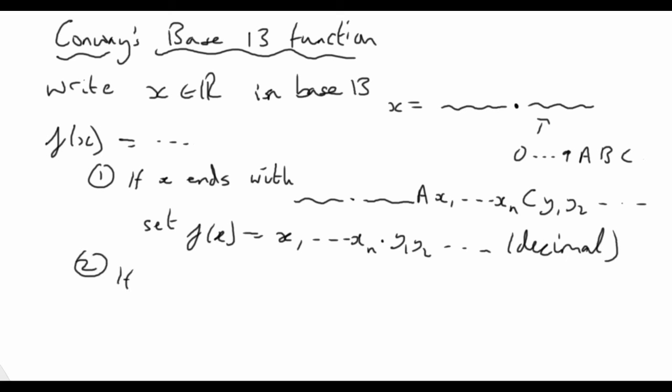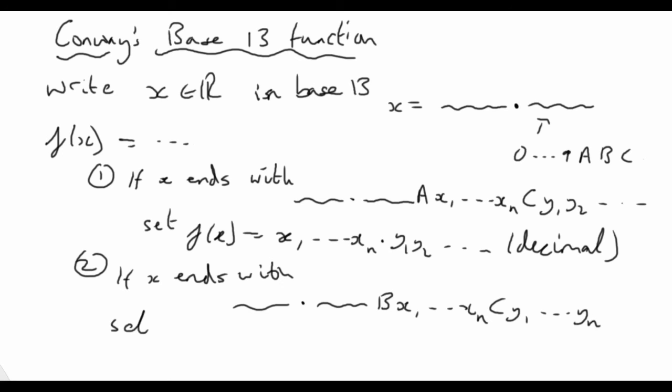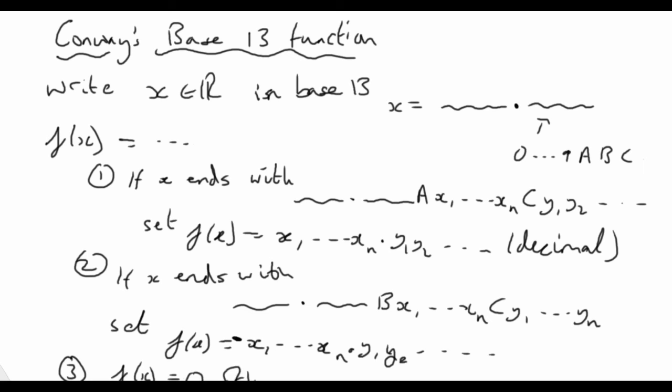So case 2, maybe not so surprising now, if x ends b, x1 up to xn, where those are numbers from 0 to 9 again, c, y1, y2, and so on, then we're going to send f of x to minus x1, x2 up to xn, point y1, y2, and so on. In our third case, we just send x to 0 if we're not in either of the previous 2 cases.